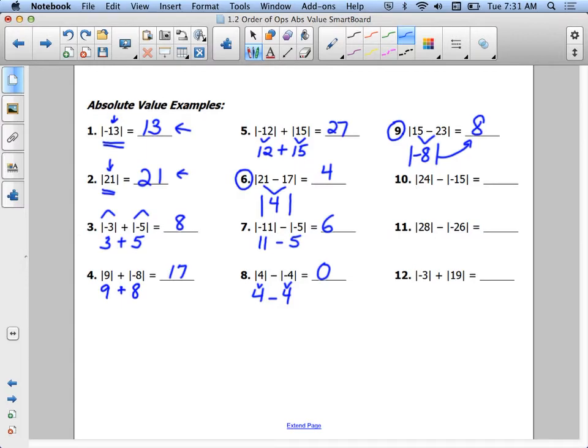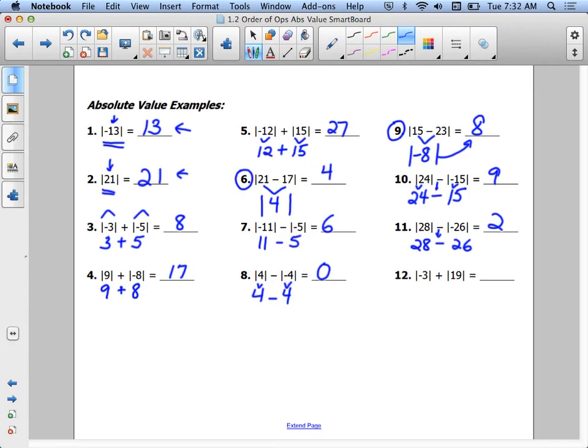So number 10. Again, we have two separate expressions. We'll simplify each one first and then subtract them. So the absolute value of 24 is 24. The absolute value of -15 is +15, and we are subtracting them. So 24 minus 15 is 9. Moving on to number 11, the absolute value of 28 is 28. The absolute value of -26 is +26, and we're going to bring down this subtraction. So we'll subtract 28 minus 26 to get 2.